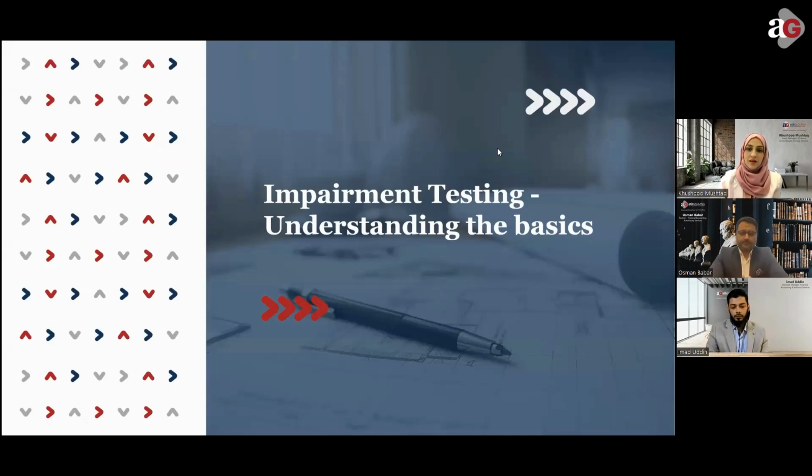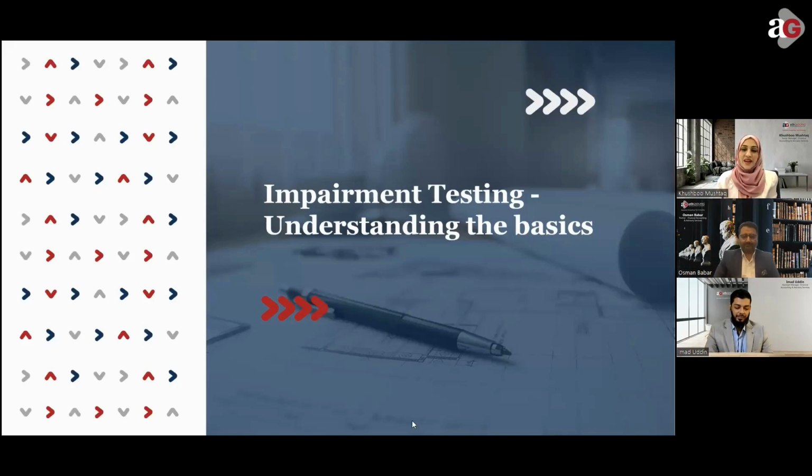Okay. So I'll be covering the areas of basic understandings of the standard. Then we'll have Imad, who will be discussing the areas of CGUs, goodwill, some technical portions. And then we have Usman, who will be helping us out in how we can do a smooth audit and some practical tips that he has been through during his time with PwC.